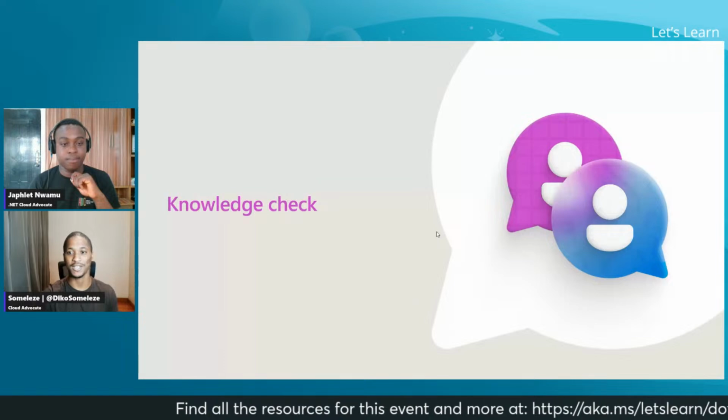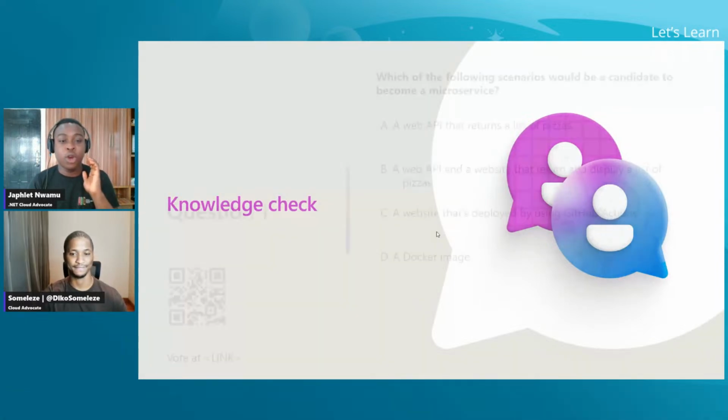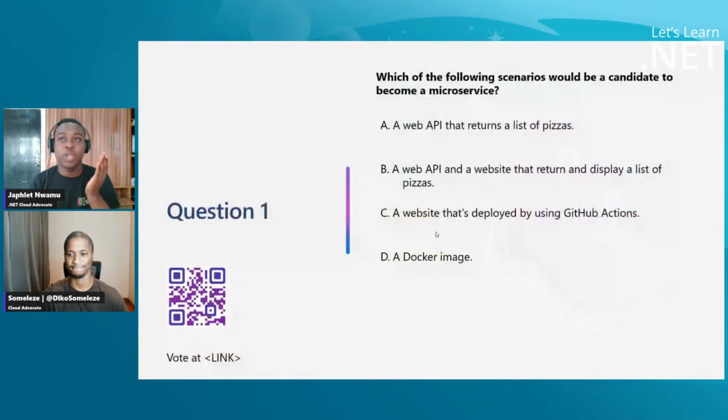So let's have our first question up, Japhlet. Great. So the question is, which of the following scenarios would be a candidate to become a microservice? A, a web API that returns a list of pizzas? B, a web API and a website that returns and displays a list of pizzas? C, a website that's deployed by using GitHub Actions, and D, a Docker image. And by the way, please include your answers in the chat section and we will go through them together.